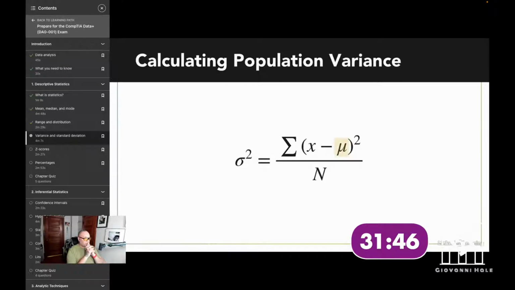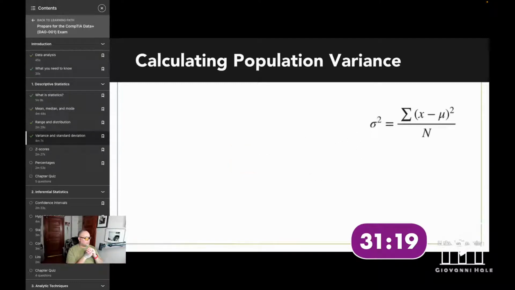We saw mu earlier in the course. That's the mean value for the population. Lowercase x is each of the values in the dataset. So we take each value in the dataset and subtract the mean from it. Then we square that difference. After calculating all of the squared differences, we add them together and divide by n, the number of values in the population. That gives us lowercase sigma squared, the variance.